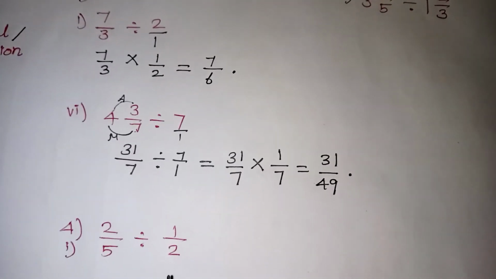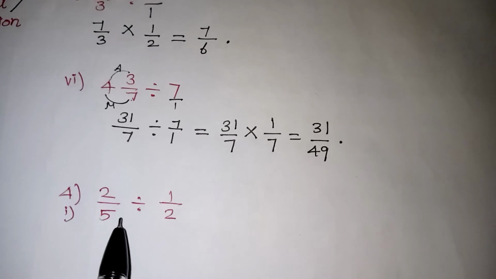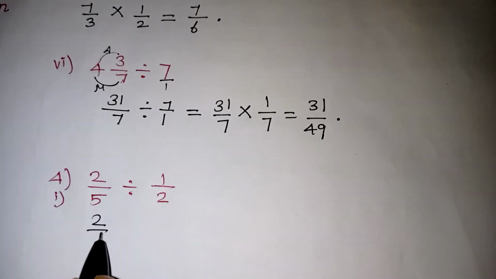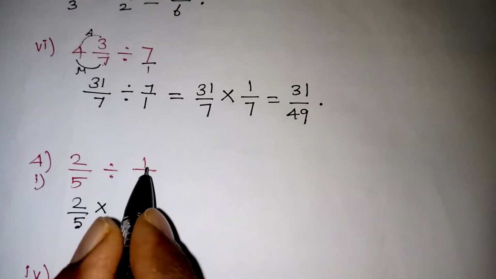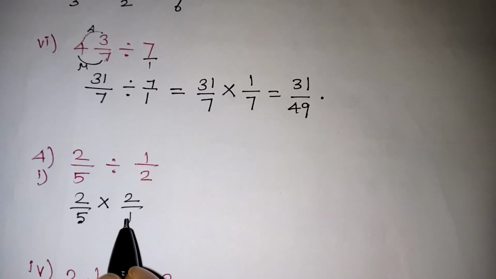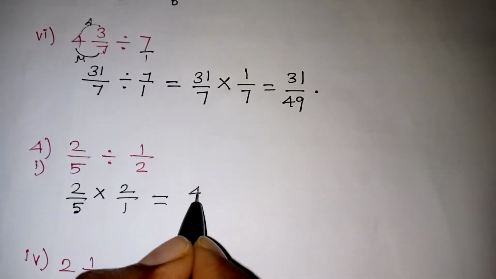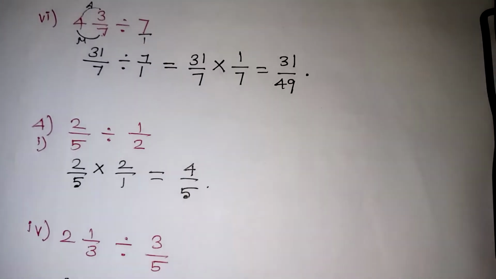So again the fourth problem is also the same type, but they have two different fractions. We have a division sign again. So we have to take 2 by 5, the first number, as it is. This division will become a multiplication. 1 by 2 will become 2 by 1. Since the sign changed, this number also will get changed. So nothing there to cancel. So 2 2s are 4. 1 5s are 5. That is your correct answer. Next problem.